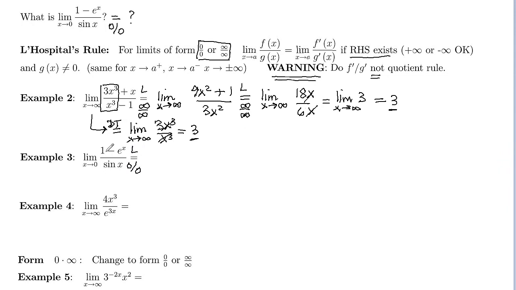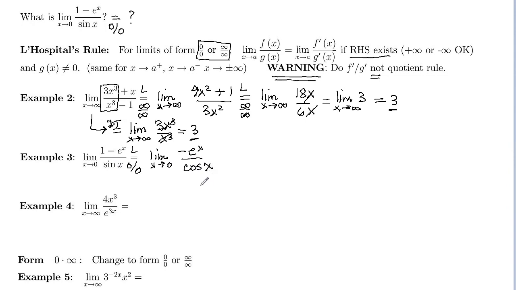And derivative of 1 is 0. And derivative of negative e to the x is negative e to the x. So this will be limit x approaches 0. Derivative 1 is 0. Derivative of negative e to the x is negative e to the x. And then in the denominator, derivative of sine x is cosine x.